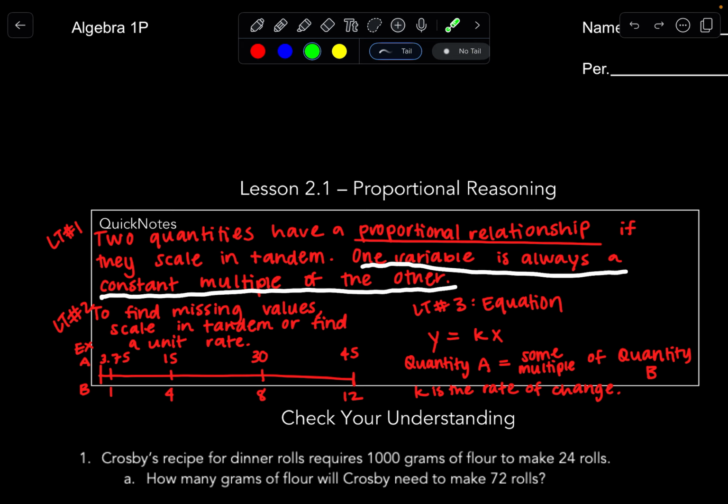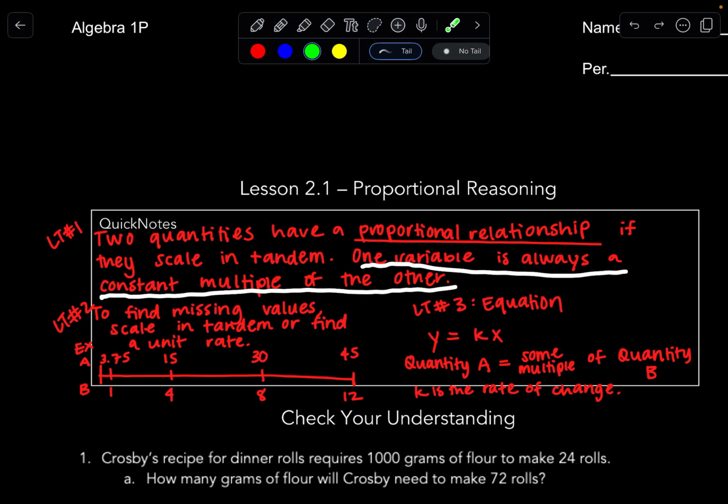Okay, and then 8 would be 30, because 8 is double 4, so the cost would be double the cost of 4, 30. 12 would be 45 because 12 is 3 times 4. Anyway, that will get you to the answer.